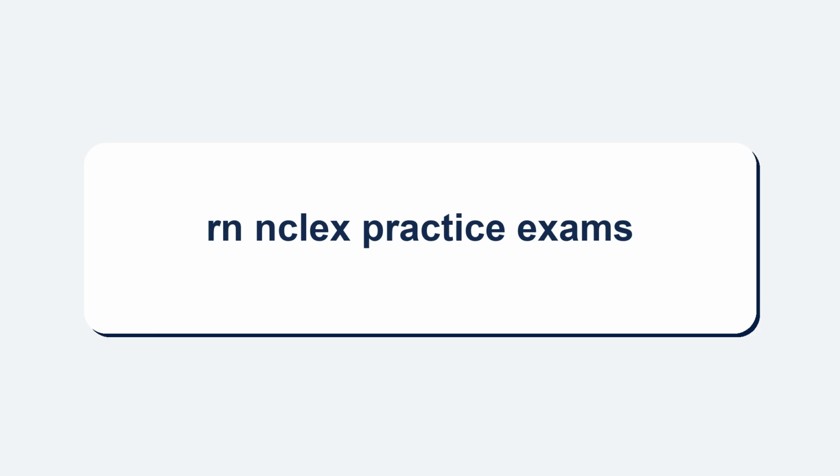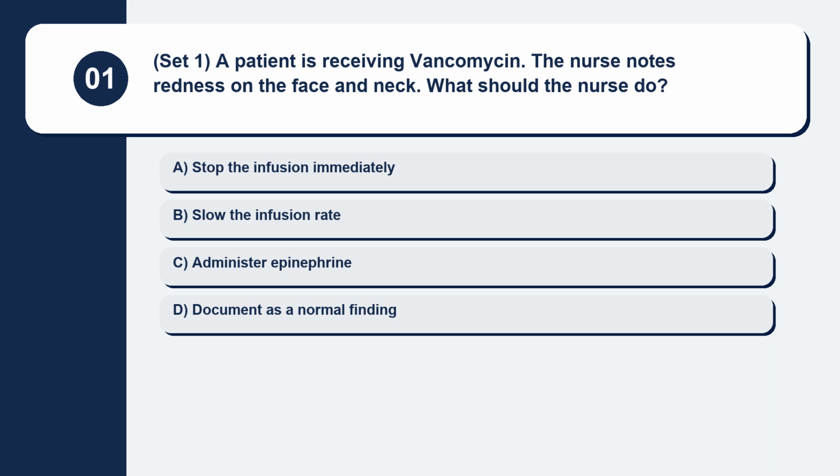NCLEX practice exams. Question 1. Set 1. A patient is receiving vancomycin. The nurse notes redness on the face and neck. What should the nurse do? Stop the infusion immediately. Slow the infusion rate. Administer epinephrine. Document as a normal finding.